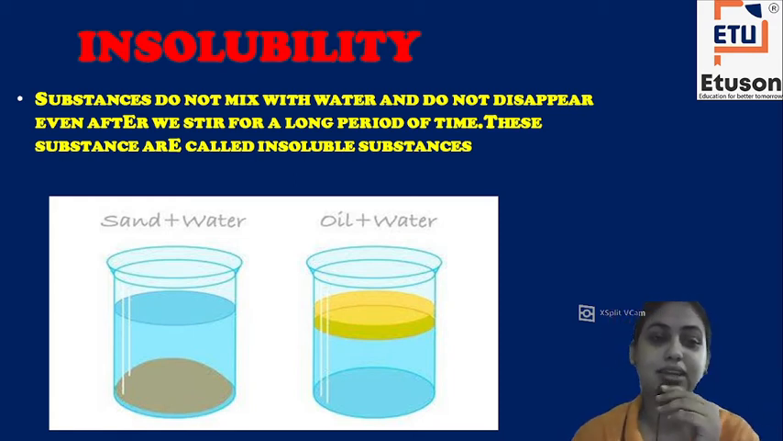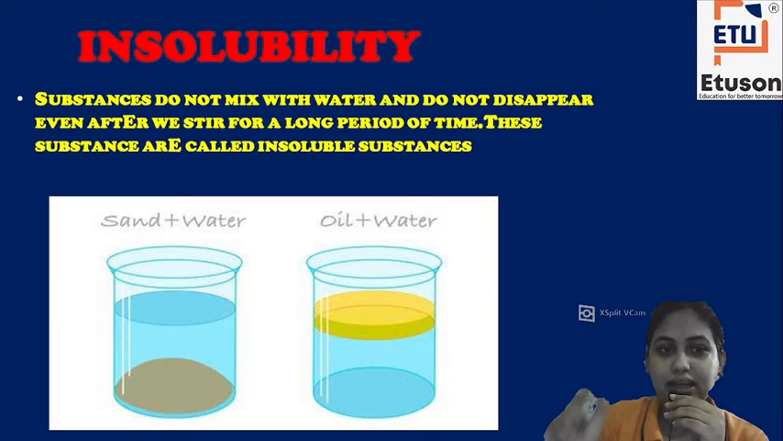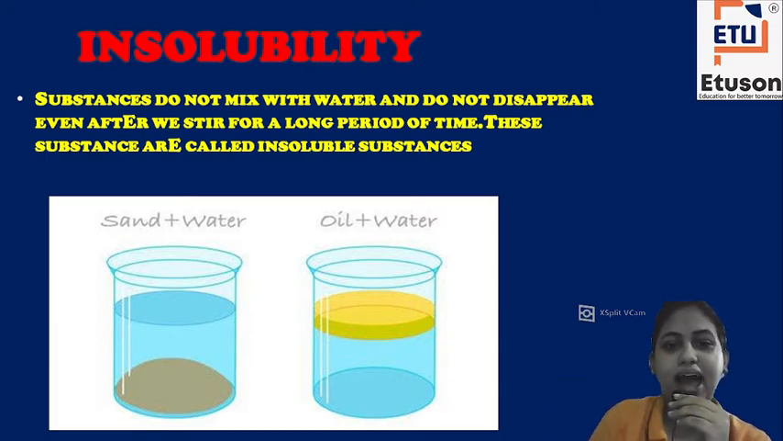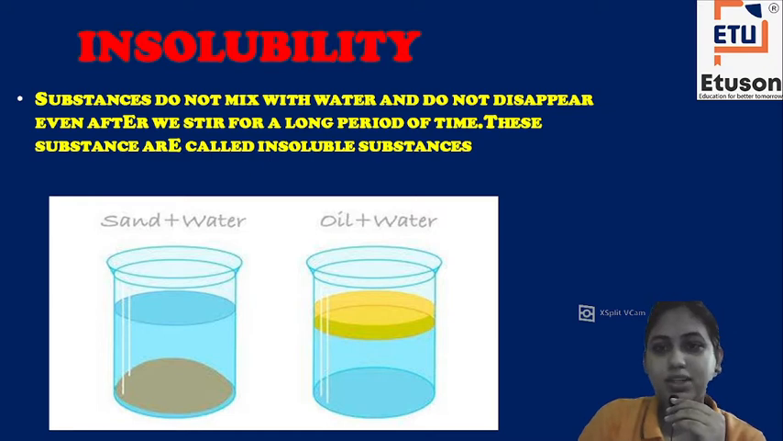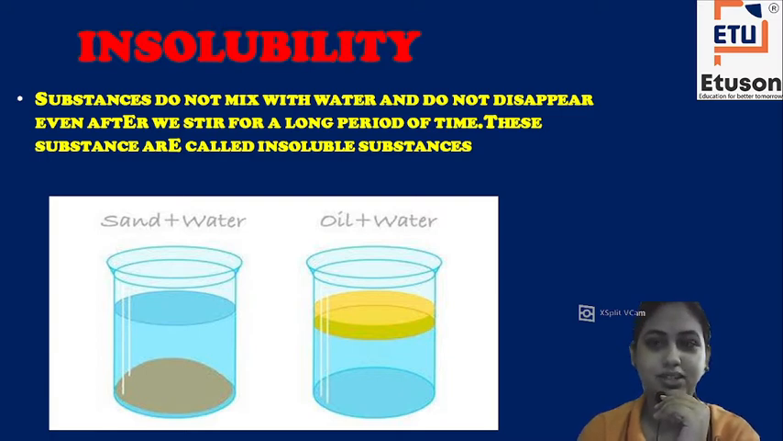Here we can see a mixture of sand and water. When we add sand into the water and stir it, we see that the particles settle at the bottom. And when we add oil to the water and stir it again, it settles at the top layer of the water. In both cases, can you notice the common thing? These particles are not mixing properly; rather, they form layers below or above the water. So these are called insoluble substances. Two things are there: soluble means completely dissolving, and insoluble means not completely dissolving, or not dissolving at all.